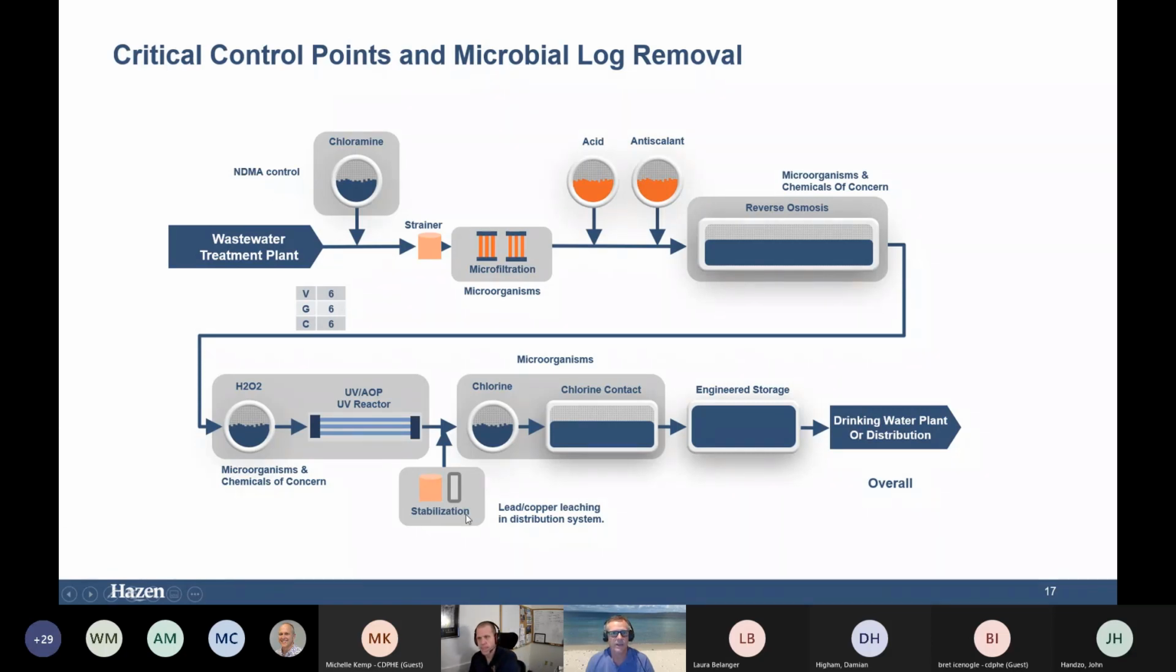The last one here that we considered a critical control point is stabilization of the RO permeate, because we need to ensure that we minimize the risk of things like lead and copper leaching into our distribution system. So in this case, we are again preventing a later contamination into the system. So there's a set of critical control points on that basis.